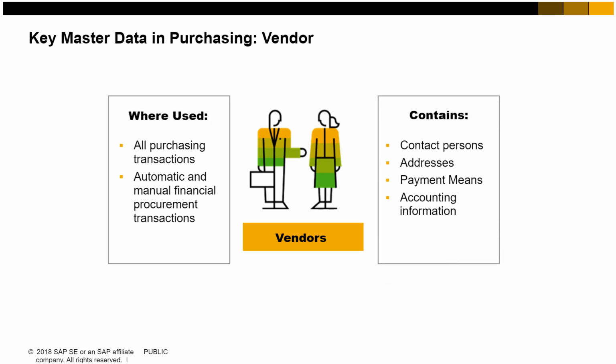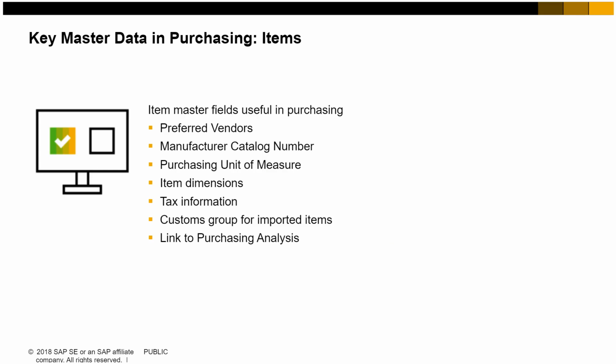The vendor master contains contact person details, addresses, payment means, and other accounting information. You can search for the appropriate vendor in any purchasing document. If you are authorized, you can also enter new vendor information while creating a purchasing document. Another key piece of master data in the purchasing process is item master data. Item master data identifies what is being purchased.